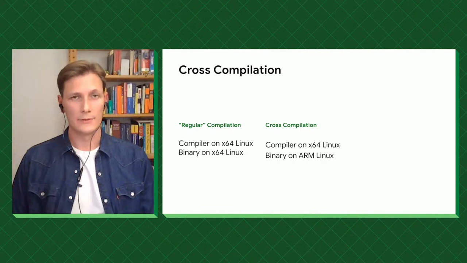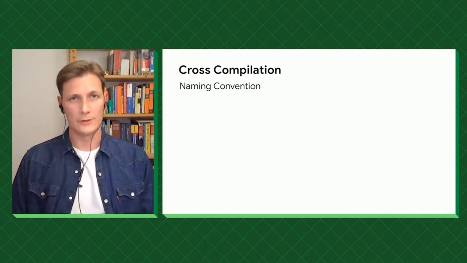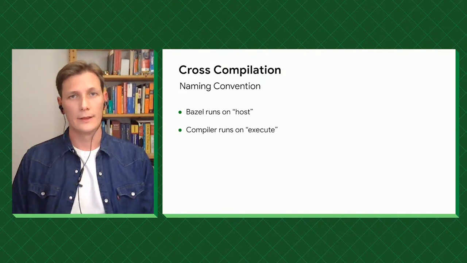Bazel adds a dimension with remote execution. Say you invoke Bazel on your M1 Mac, and the compiler runs on an x86 remote executor, while the generated binary runs on ARM Linux. So there are three platforms that we need to consider. Note the generated binary in these examples could also be a Bazel test. Bazel uses the following naming convention to describe the various platforms involved. The platform that Bazel runs on is called host. The platform that the compiler runs on is called execute. And the platform that the generated binary runs on is called target.